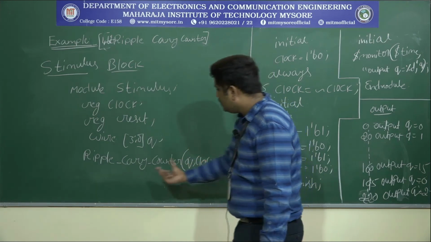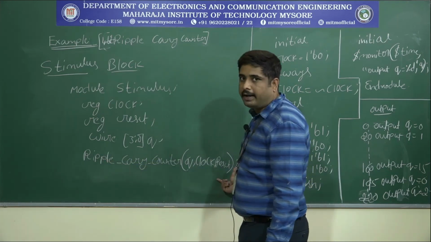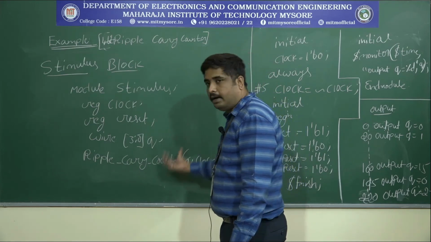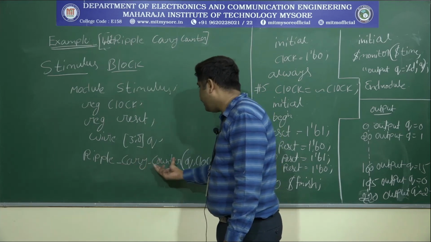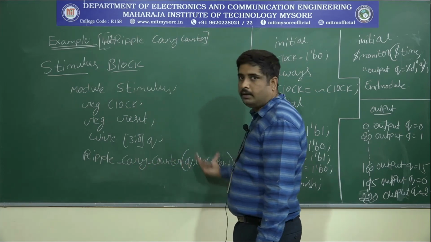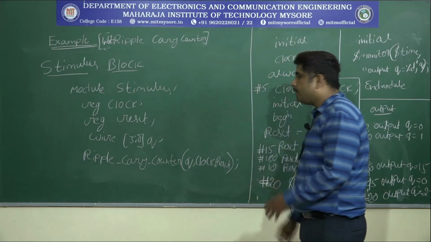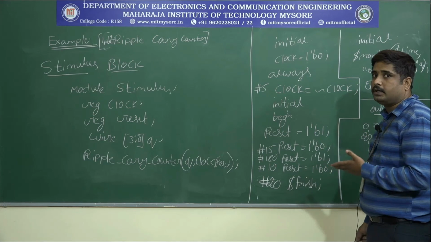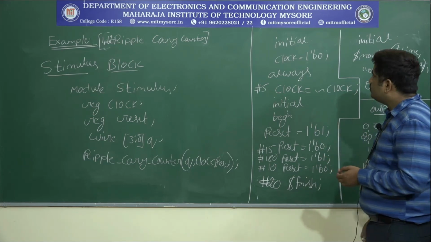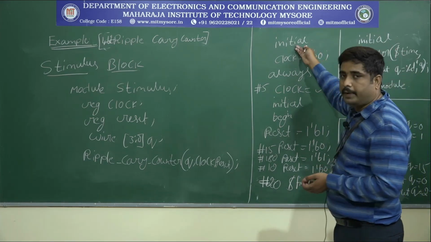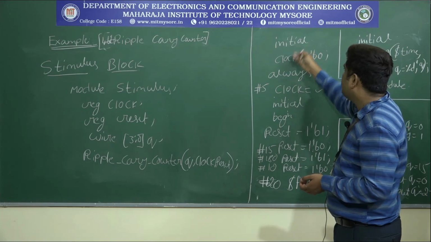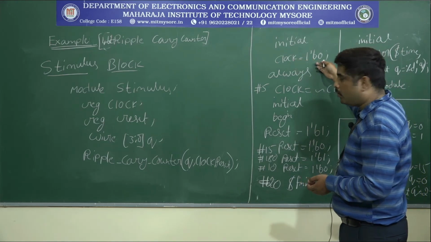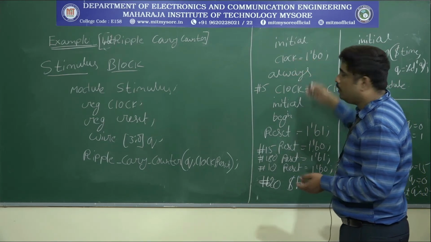Once this line, which we call the stimulus block, instantiates the design block, that is ripple_carry_counter, we have to declare the inputs and outputs. After this we have to apply the data, the inputs and outputs, for testing purposes. For testing purposes, initial is the predefined word with respect to stimulus, then clock is equal to 0. It means initially the clock is equal to 0, then we are using the always word.